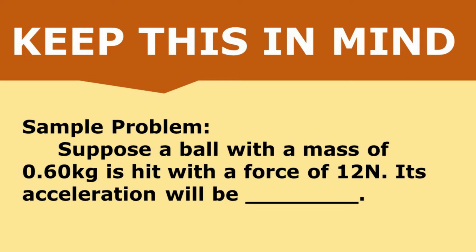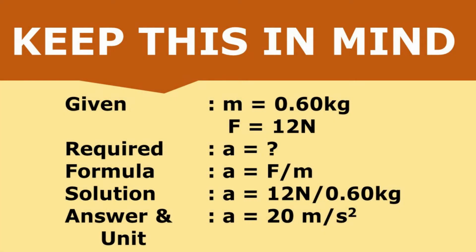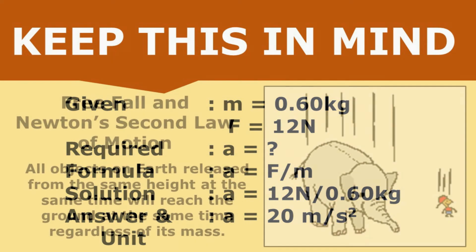To answer word problems like this using equations, let us follow a format for uniformity. Please provide the given quantities, identify the required quantity, write the formula to be used, substitute the values in the solution, write the correct answer, and lastly, the correct unit. This format will give you a total of 5 points.